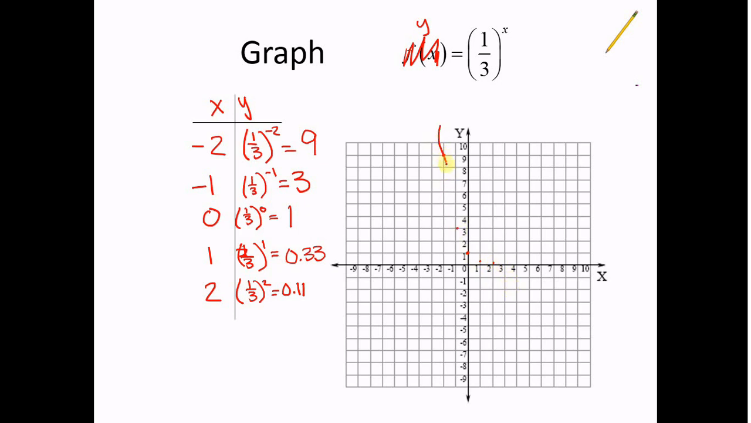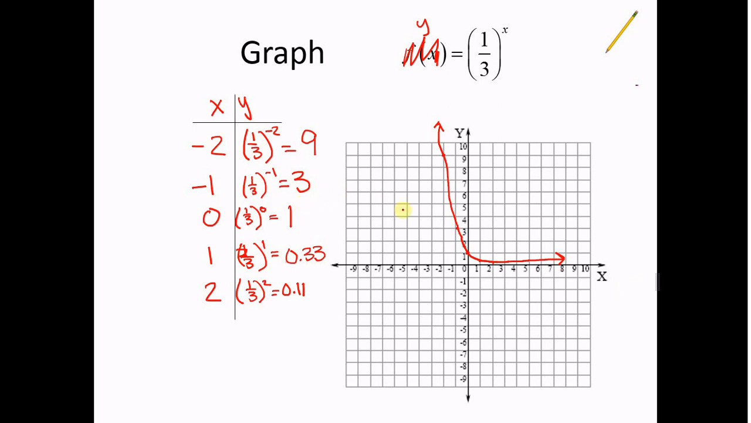So I'm going to connect my dots here. And it's just going to level out. If you would look at a graph and you keep plotting numbers, you would see it's never going to actually cross over 0. It's kind of cool that it doesn't. And in Algebra 2, you'll talk a little bit more about why it doesn't cross over 0. But for Algebra 1, we're just going to be graphing.